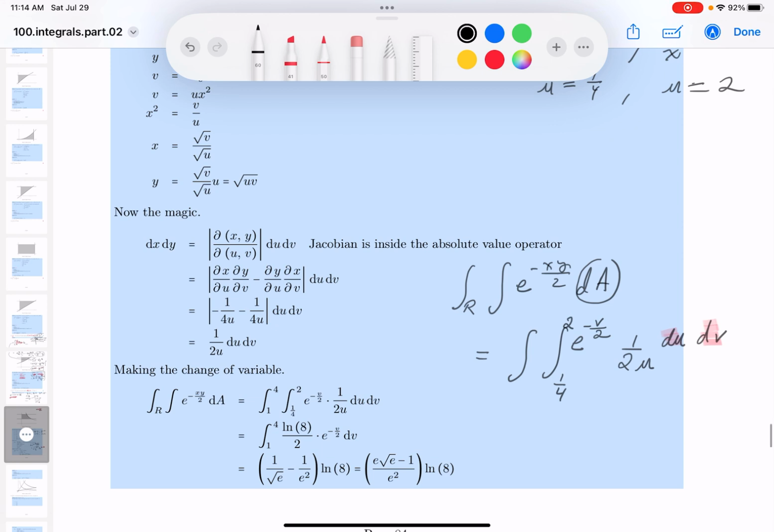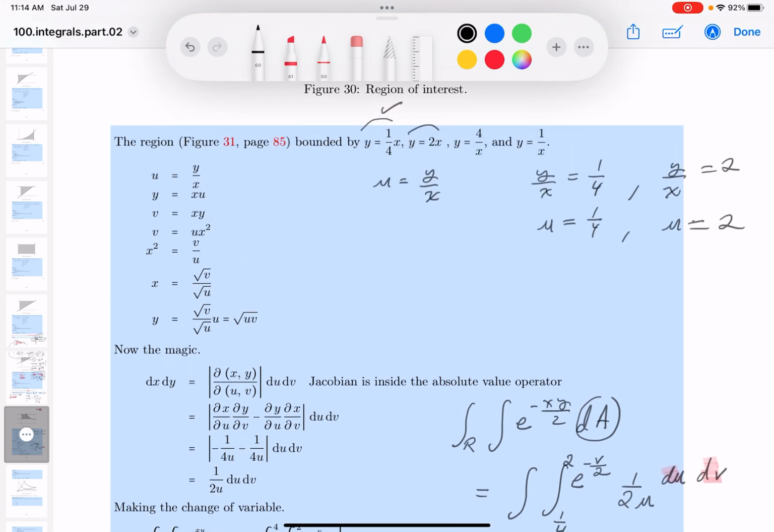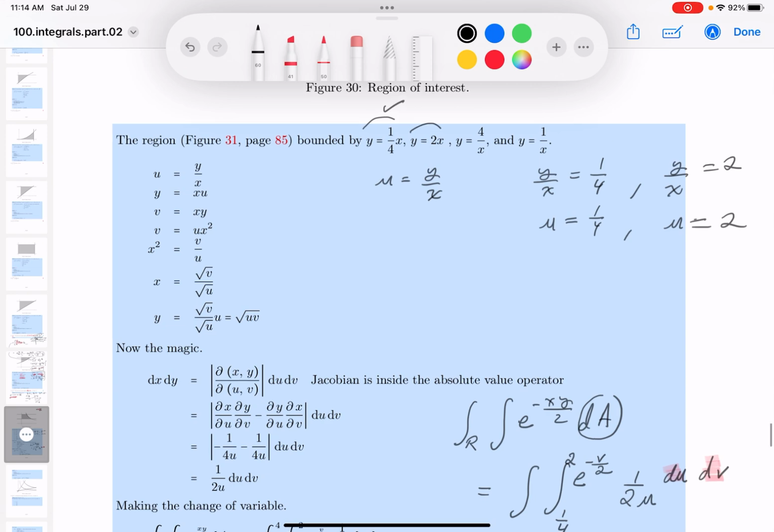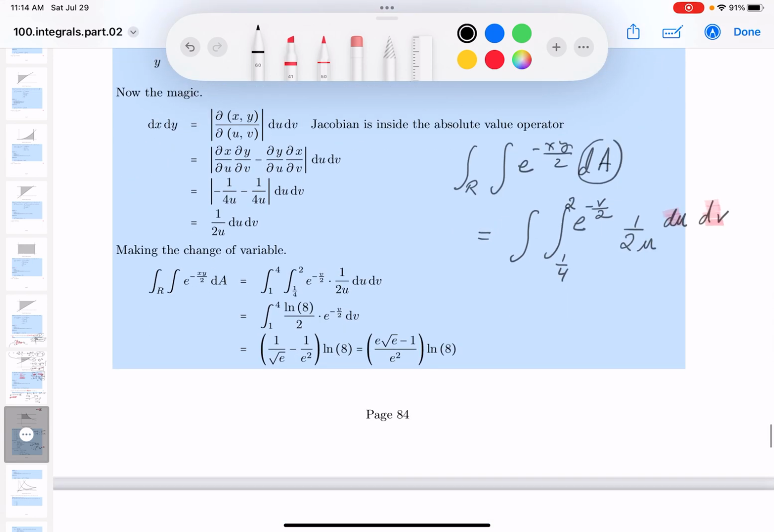Okay, next up, I got to do the v's now. And remember what we said. We said that the v was xy. So I'm looking at this over here. Let's write this down. xy is 4, and xy, whoops, is 1. So I'm going to say it goes from 1 to 4.